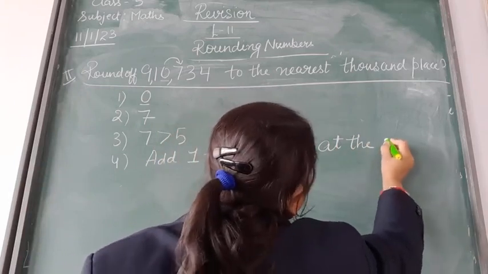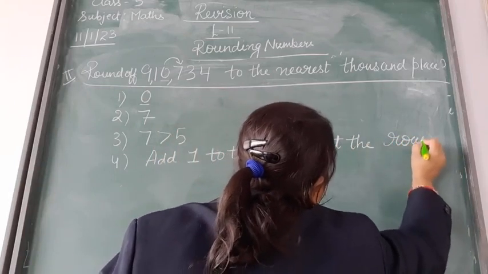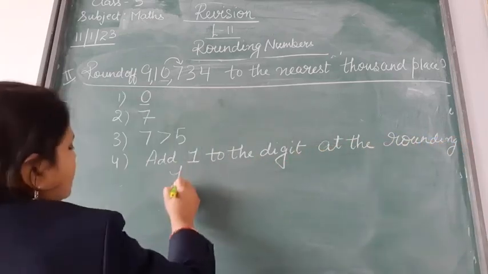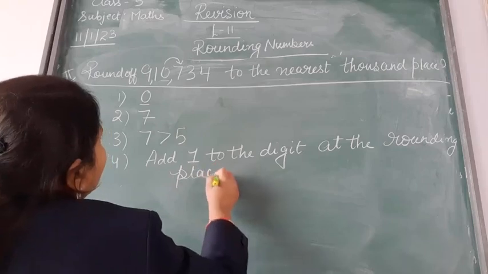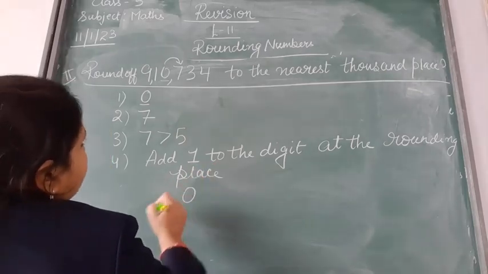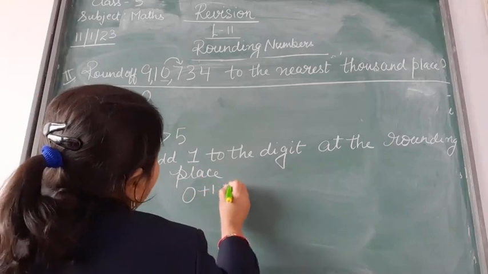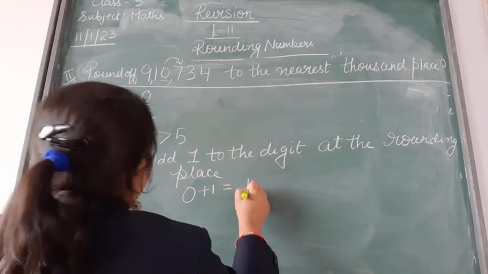Add 1 to the digit at the rounding off place, and our rounding off place is what? It is 1000, right? So we will add 1 to the digit at the 1000 place, which is 0, and it will become 1, right?